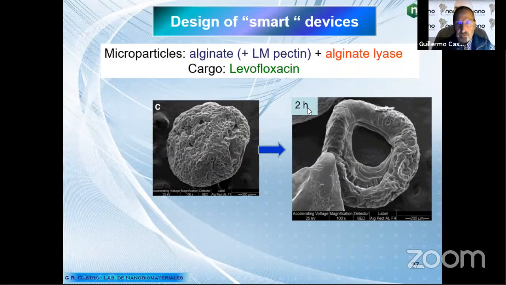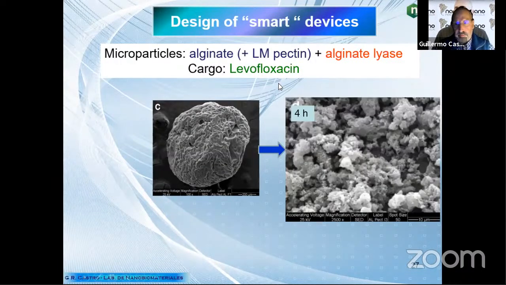So this is after 2 hours, but what happened later? And later on, we have nothing. So the microparticle was totally destroyed. And this is an advantage, because if we remember, the lungs will be covered by a biofilm. So we want to destroy a biofilm, and we don't want to add more hydrogels to the lungs, because in this case it will be worse for the patient.